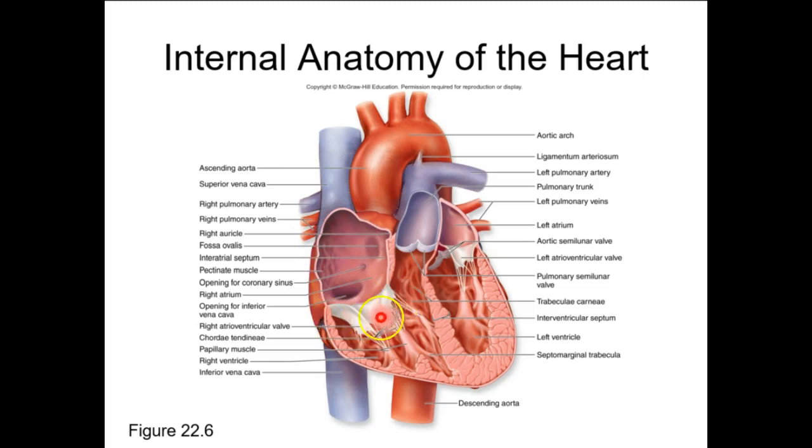Then you have this valve. What was this valve called? Right AV valve, or the tricuspid valve. So it has three major cusps. These cords right here, these tendinous structures, are known as what? Chordae tendineae. And the muscles that anchor them to the wall are known as papillary muscles.